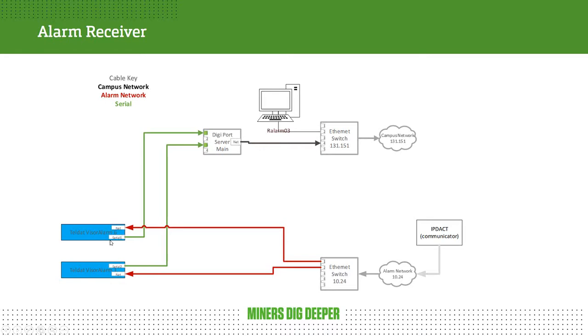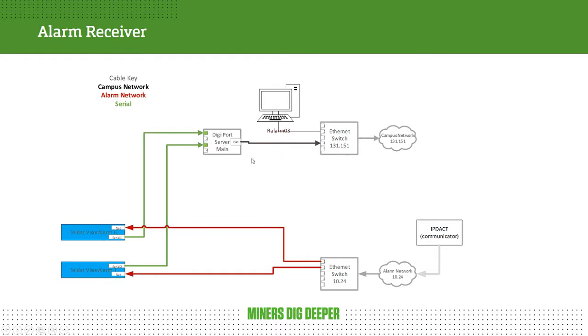So we have that alarm receiver, and again, that serial communication is going to the Digiport. Actually, for Alarm 6, it's going to port 1, and for Alarm 1, it's going to port 3. It's very important that you know they go to a particular port, because that has to do with the software configuration inside Alarm 3. So we'll see that Alarm 3 knows which ports these are through connection with this device.